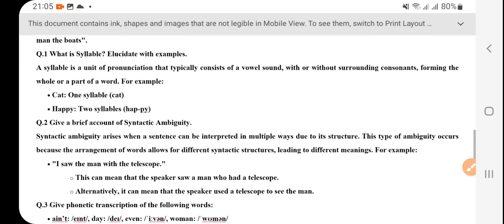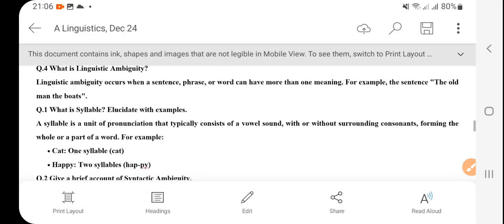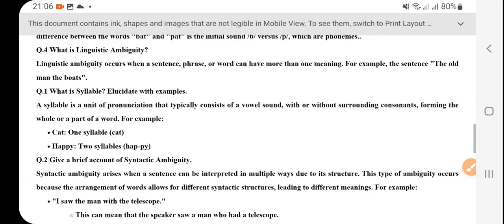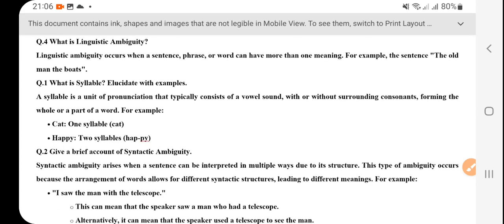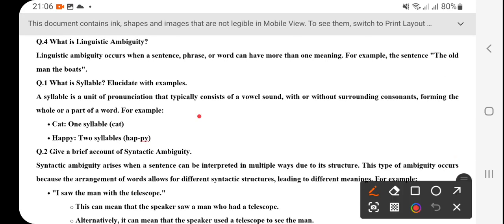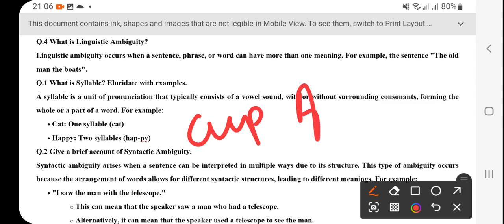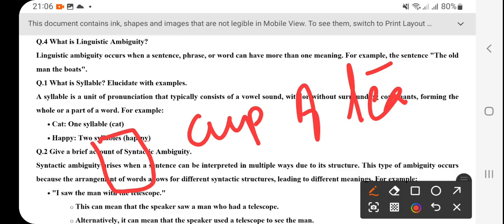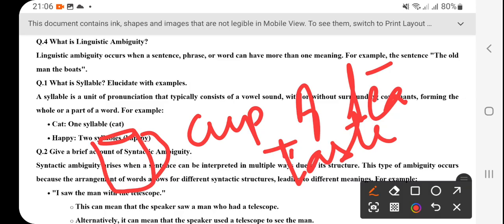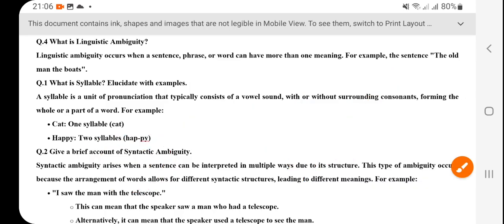Now what is another example you can take? Suppose "cup of tea". You will just think that normally it is a cup of tea, right? But it can be something else, that is your taste. Cup of tea means taste. So this way, that's a linguistic ambiguity.